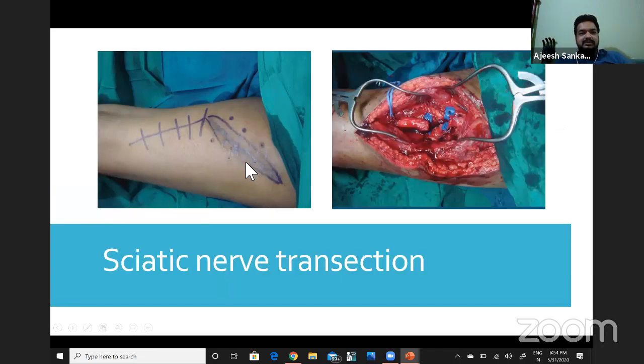So this would be an open injury presented late, so we would end up exploring it. They usually need a very large incision because the muscle bulks are larger. You need a large incision to find the sciatic nerve. And in this case, we were able to repair it end to end.